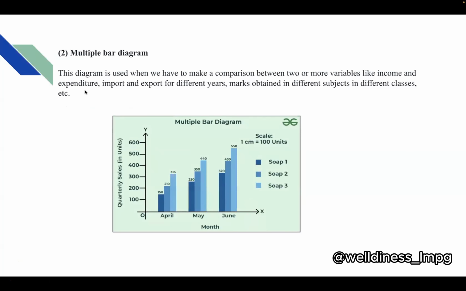Now, multiple bar diagram. This diagram is used when we have to make a comparison between two or more variables like income, expenditure, import and export for different years, marks obtained in different subjects in different classes, etc. So in this case, this dark blue is what? SOAP 1. This lighter blue is what? SOAP 2. And the lightest blue here is what? SOAP 3. And from April, May, and June, they can compare them in quarterly sales in units.